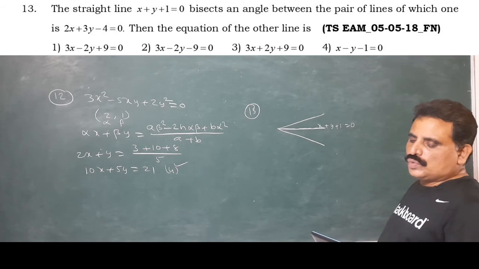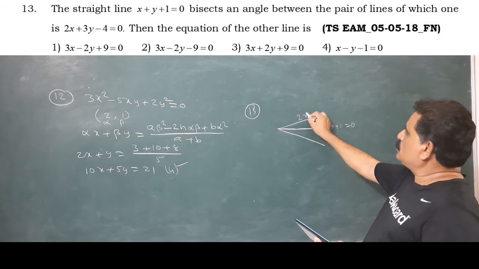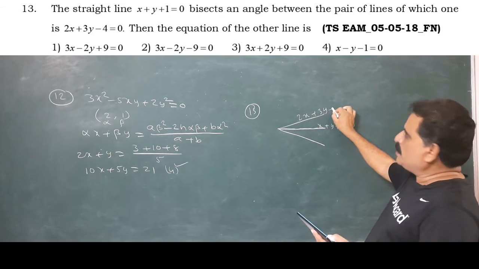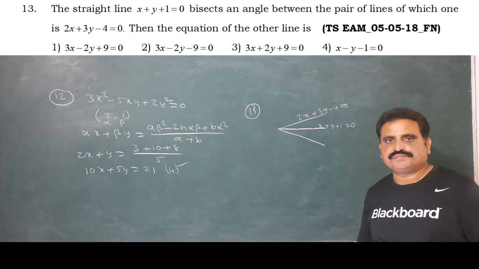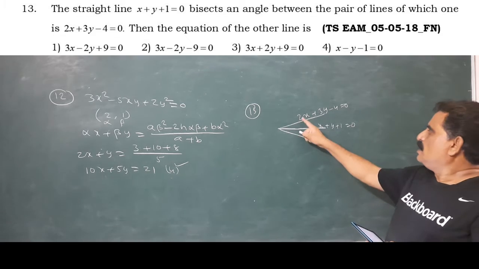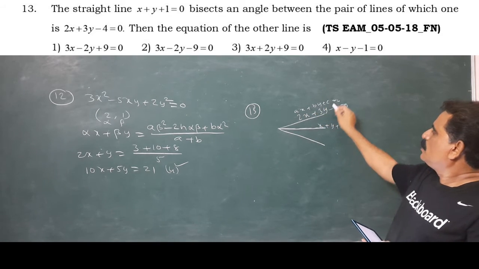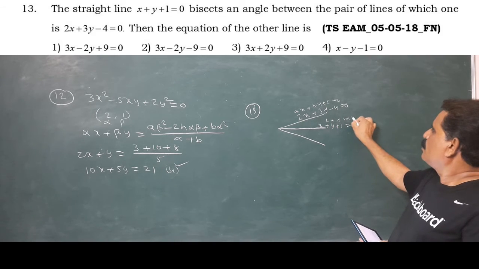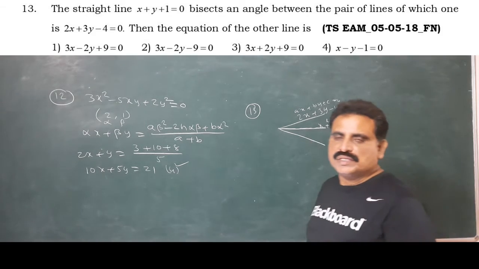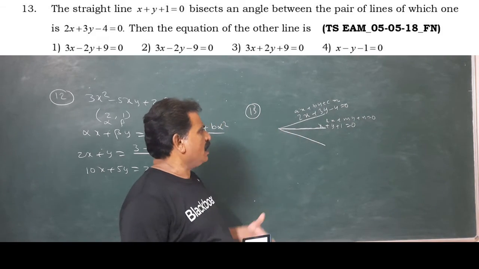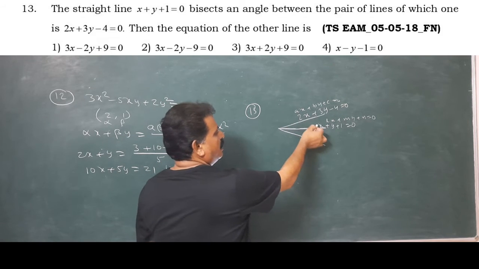The pair of lines, of which one is 2x plus 3y minus 4 equal to 0. We have a formula. It is ax plus by plus c equal to 0. It is lx plus my plus n equal to 0. So this is nothing but the image of the line with respect to this line. That is, it is up and it is down.